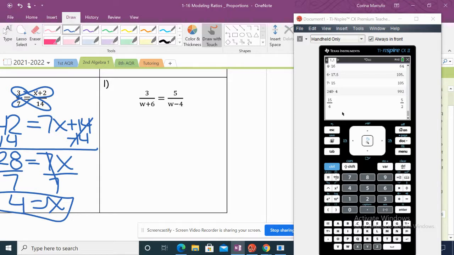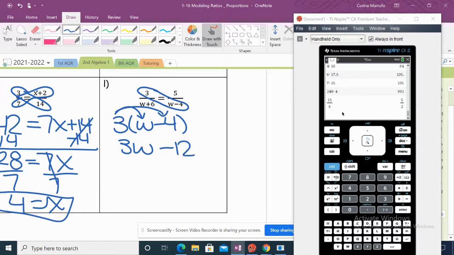Okay, so this time when we cross multiply, we multiply the 3 times the w minus 4. Now remember, we can't just multiply the 3 times the w, you also have to multiply it times the minus 4. Okay, so that means you need to distribute it to each one. 3 times w is 3w, and 3 times minus 4 is minus 12. Okay, so don't forget that part.